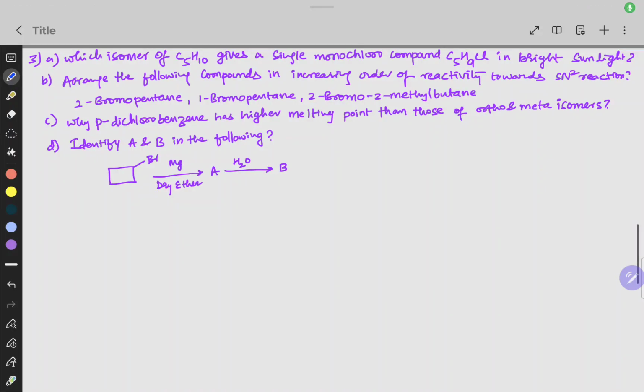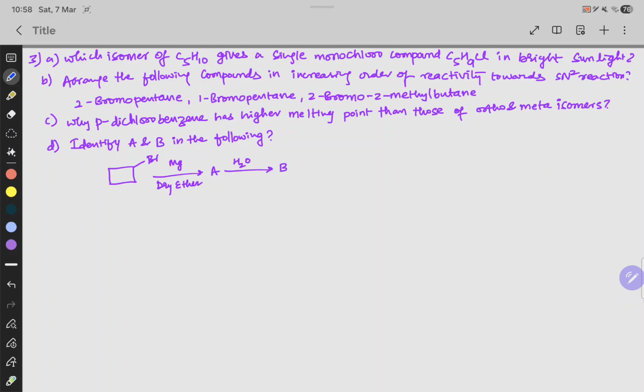Here is question number 3a. Which isomer of C5H10 gives a single monochloro compound C5H9Cl in bright sunlight? From the question you can understand that in bright sunlight halogenation is taking place. But a single monochloro compound means all carbons must be of a similar type, then only it is possible.